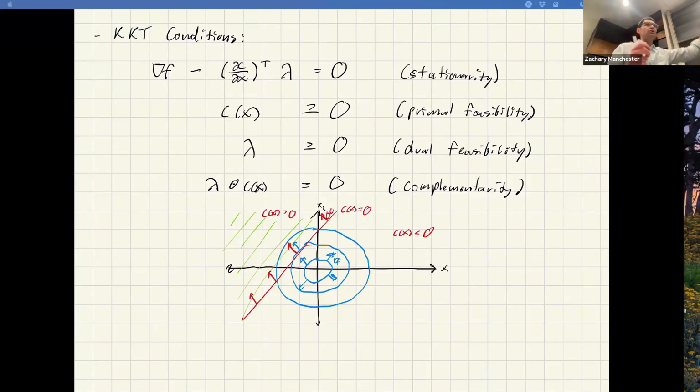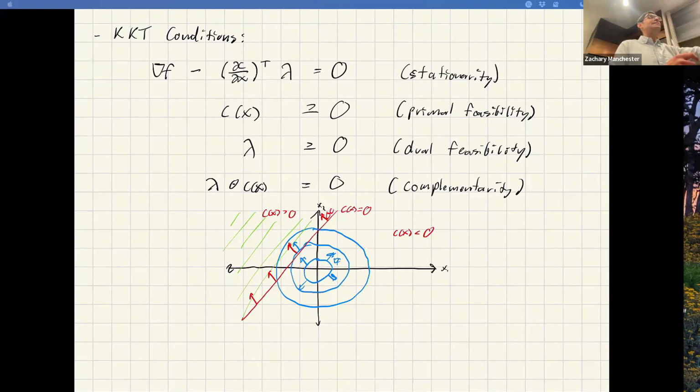Okay, so here's a fun question. If I flip the sign on my constraint, if C of x has to be negative instead of positive, which is easy to do, right? That's fine, you'll see that in different books and papers. What happens to the sign on the lambda term in the stationarity condition if I flip C to be negative? Flips, yeah. That's right.